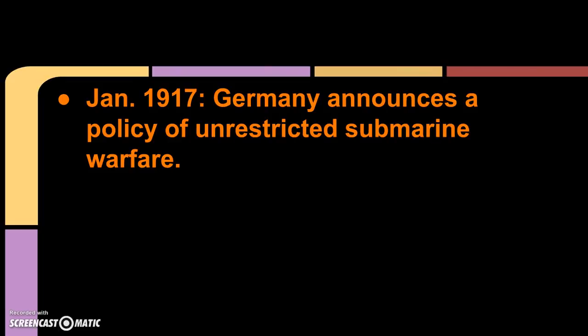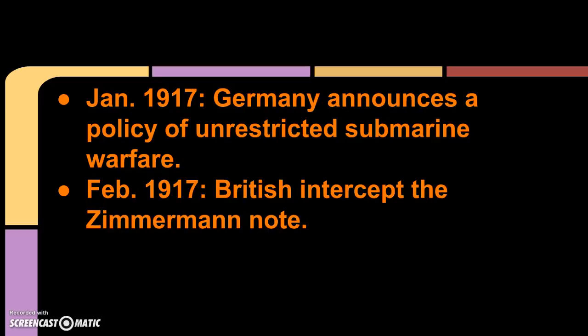So a couple other events happened before the next question on your guided reading. In January 1917, Germany announces a policy of unrestricted submarine warfare. Remember, that means that they will shoot any ship that they suspect of sending supplies to their enemy Great Britain. The United States was sending a lot of supplies, sometimes disguised in ships that weren't set up to be sending military supplies. And so Germany says, we're going to destroy any of these ships with our submarines. Another thing that happened was in February 1917, the British intercepted what's known as the Zimmermann telegram, or the Zimmermann note.